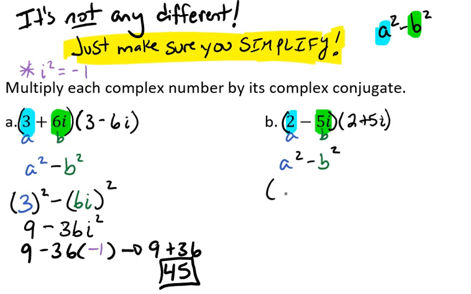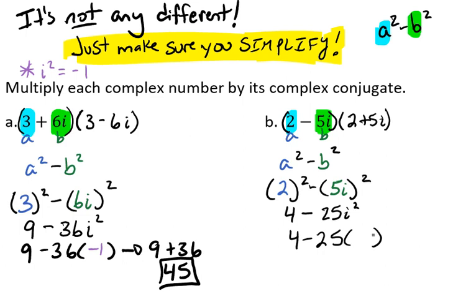We'll go ahead and plug that in. So we'll plug in our 2, we'll plug in our 5i, and 2 squared is 4, minus 5 squared is 25, and then i squared. But remember that i squared is actually worth a negative 1. So now what we have is 4 plus 25, which is going to equal 29.